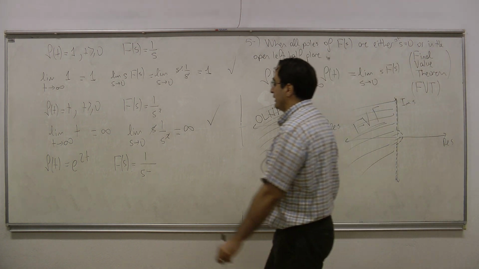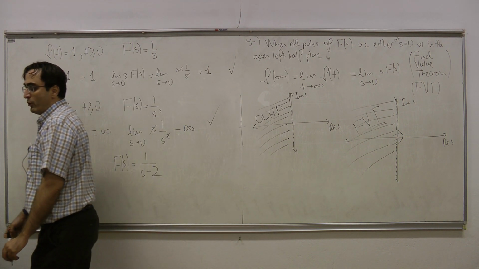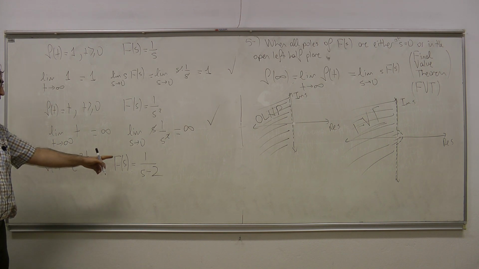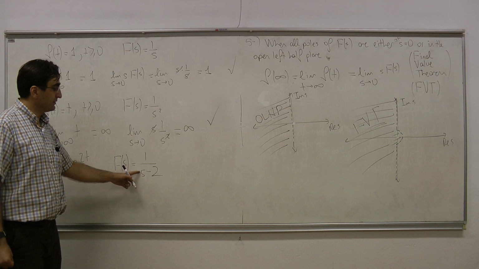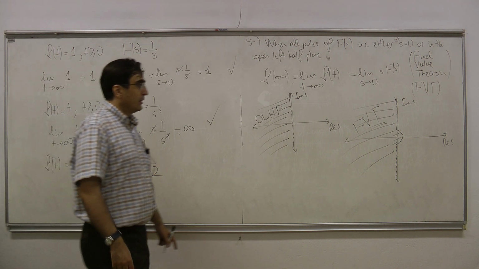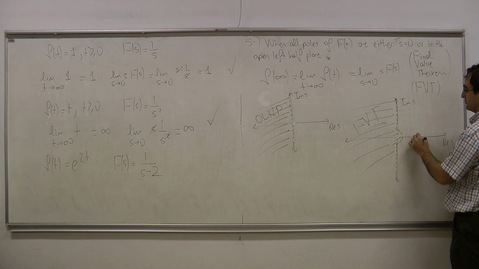So this is going to be s minus 2, if you remember. And where is the pole of this Laplace transformation? There is a single pole, of course. That is why I'm calling it the pole. It is at s equals 2. This pole is here in this region.